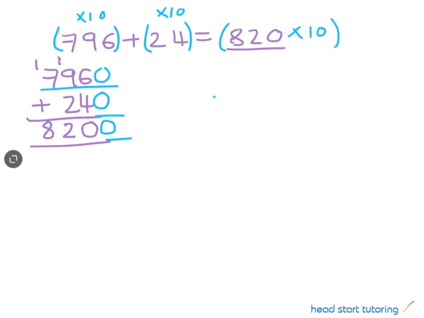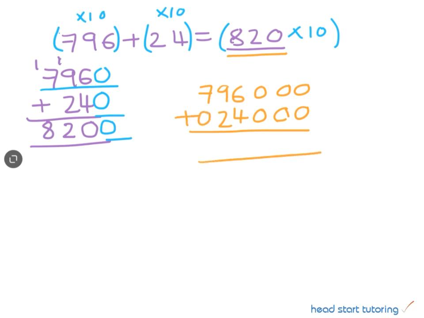Now, if we end up multiplying our 796 by, let's say, 1,000 to get 796,000, and our 24 by 1,000 as well, what you can expect is to get an answer of 820, also multiplied by 1,000. So let's have a look.